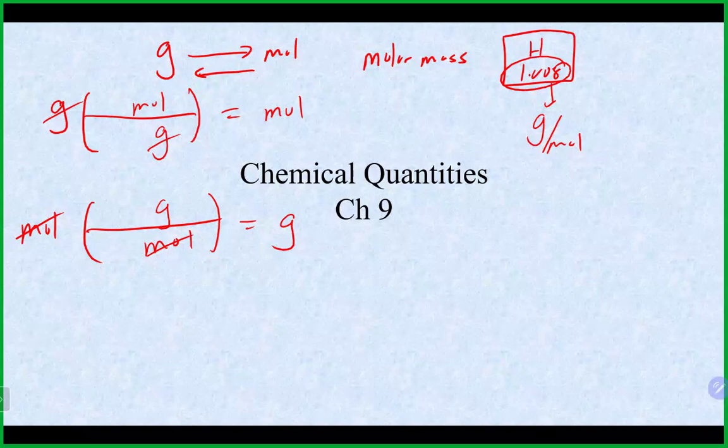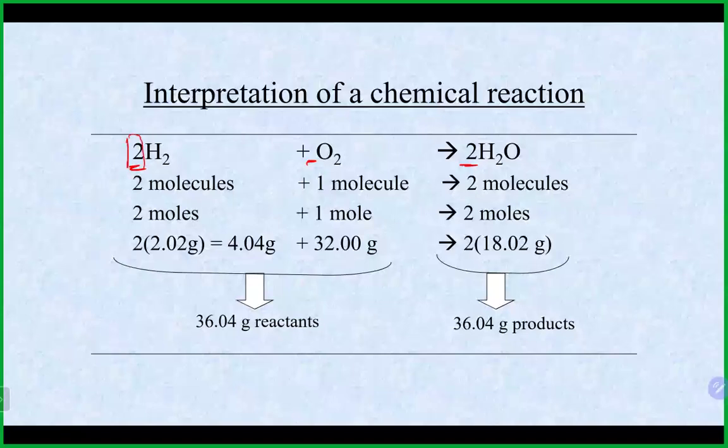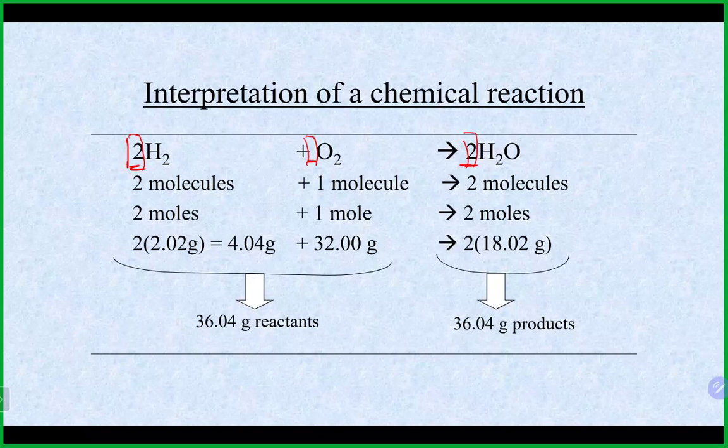So let's talk a little bit about the stoichiometry here, which I don't think we got too far into last time. The idea is when we look at a balanced equation, we can look at the coefficients as the numbers of molecules, in this case, of H2, O2, and H2O. We could say 2 molecules of H2 react with 1 molecule of O2, gives us 2 molecules of H2O.